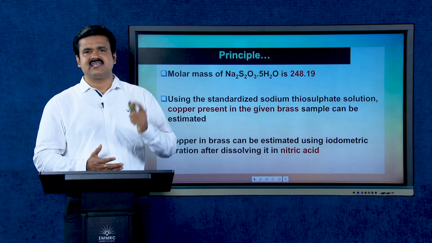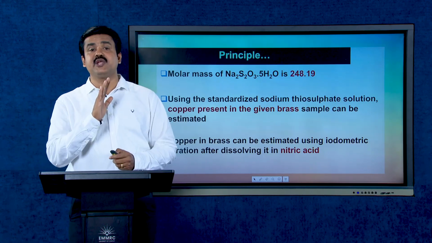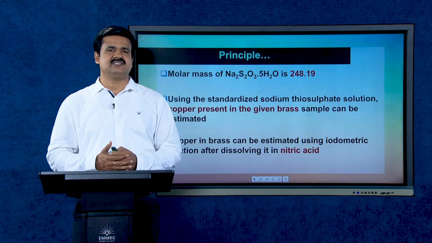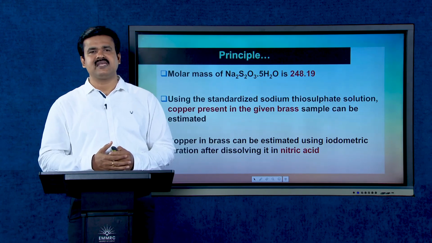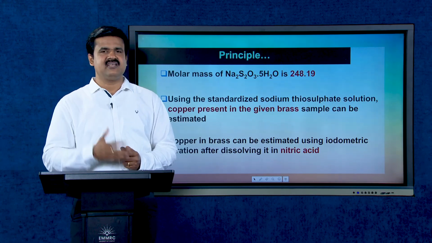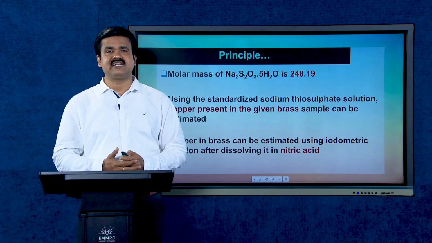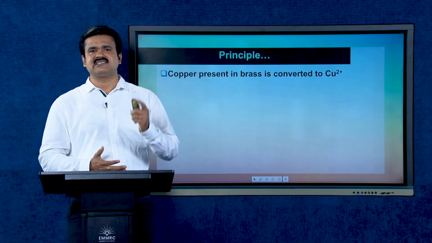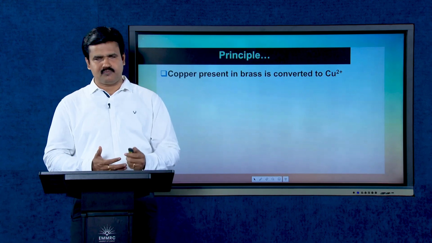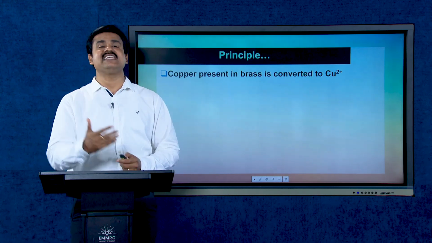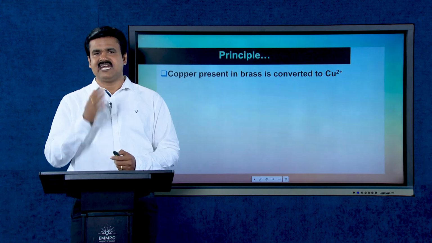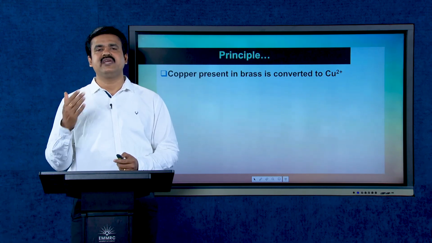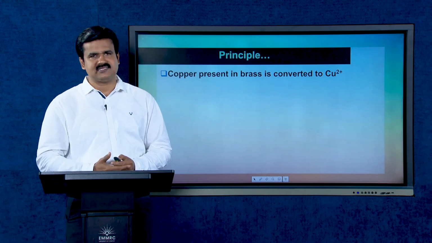Copper in brass can be estimated using iodometric titration after dissolving it in nitric acid. So, here also we are performing titration with the liberated iodine, that is nothing but iodometric titration. Copper present in brass is first converted to copper 2 plus. This is made possible by dissolving it in nitric acid. Nitric acid converts copper present in brass into copper nitrate, Cu(NO3)2, that contains copper 2 plus.